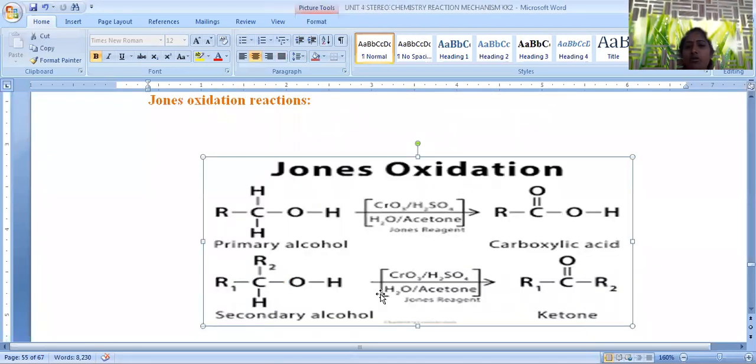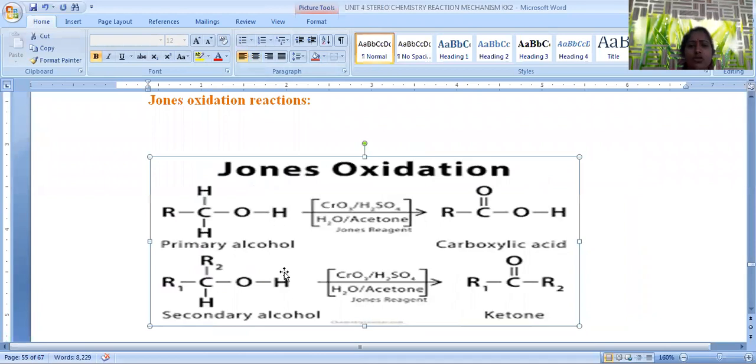Now let us see how Jones oxidation is possible. In order to see the Jones oxidation process, we are taking a primary hydroxy compound. Primary hydroxy is nothing but a carbon attached to only one alkyl group. It is treated with chromium trioxide in the presence of H2SO4. Chromium trioxide in the presence of H2SO4 is nothing but H2CrO4 only, because chromium trioxide treated with H2SO4 forms H2CrO4.